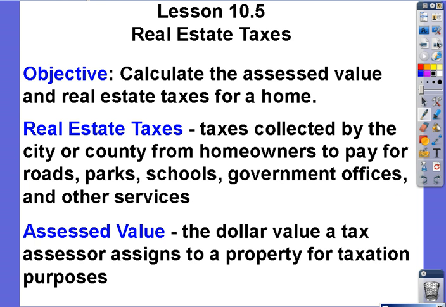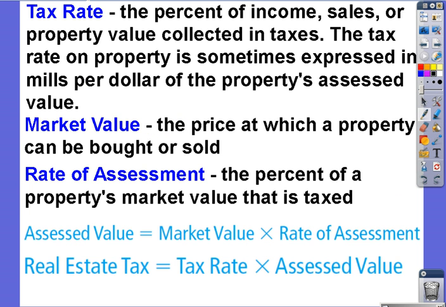Okay, moving right along. The tax rate is a percent of income, sales, or property value collected in taxes. Tax rate on property is sometimes expressed in mills per dollar of the property's assessed value. Percents are out of 100, based on 100. Mills are based on 1,000. Anytime you move a percent, you move the decimal 2 places left. With mills, you will move it 3 places to the left.